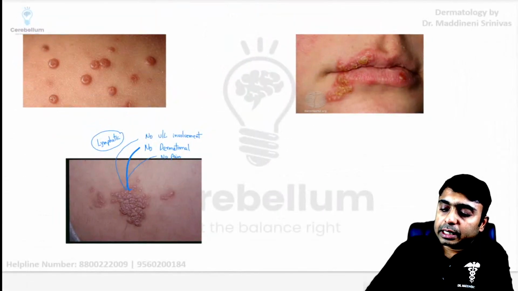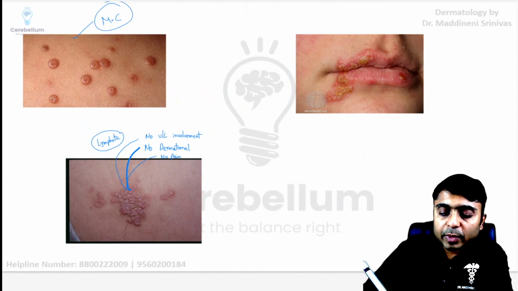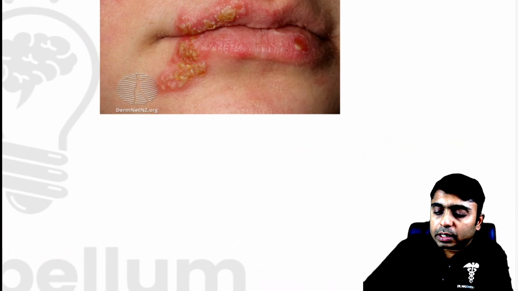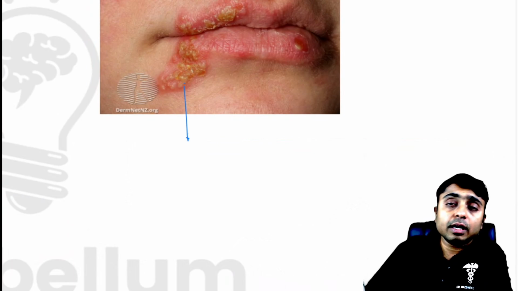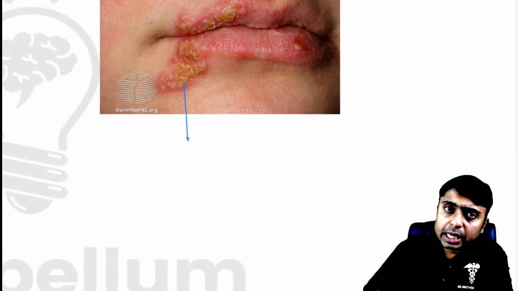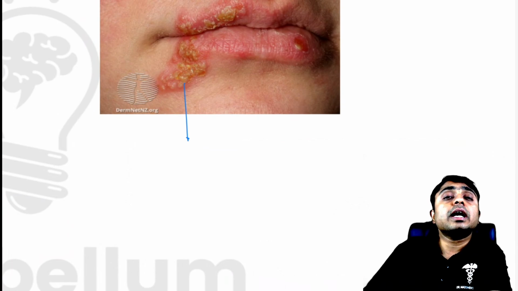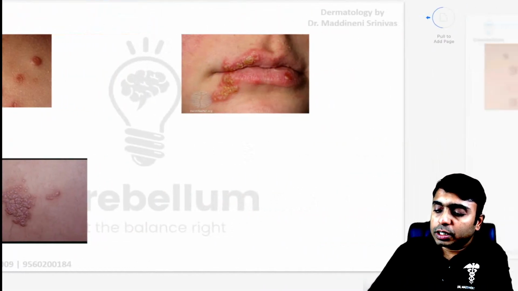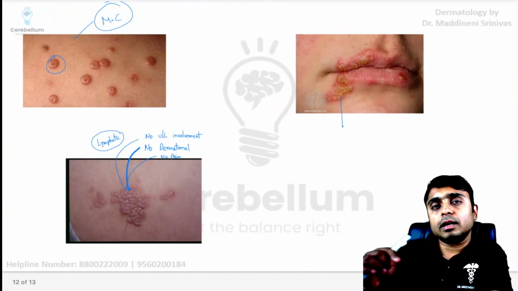Apart from this, nothing much is important. So these are the molluscum contagiosum lesions which you are able to see here, umbilicated papules. And this is orolabial herpes, which you are able to see presenting as vesicular lesions which are grouped, but once they rupture, they are going to leave behind crusting. So these are the questions which were asked in this paper.